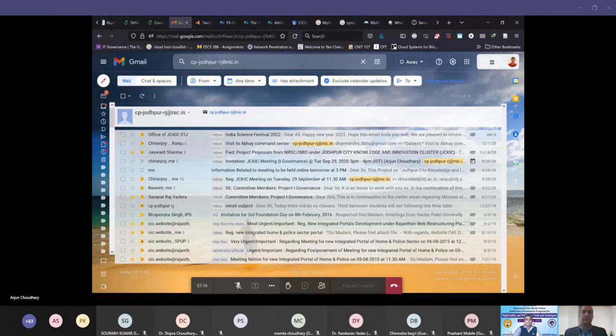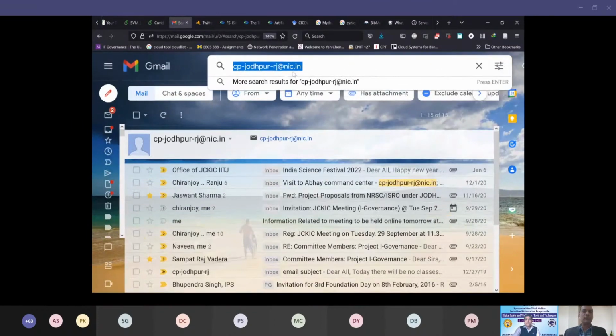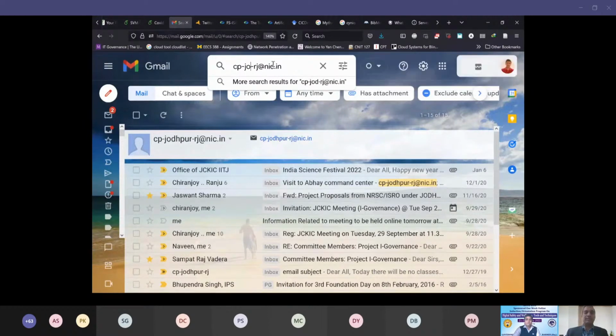Yes, sir. Can you see this mail ID? I'm zooming it out. nic.in, @nic.in. This is the Commissioner of Police, CP, Jodhpur, Rajasthan. I can create another ID by just looking into this ID, which is known as OSINT, open source intelligence.